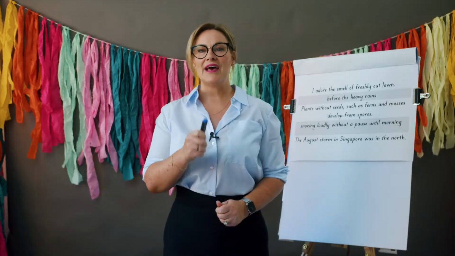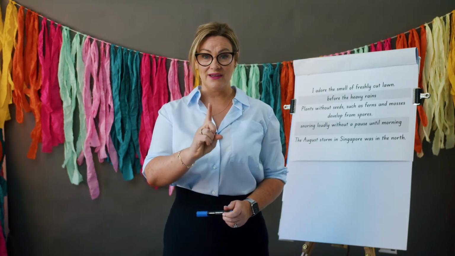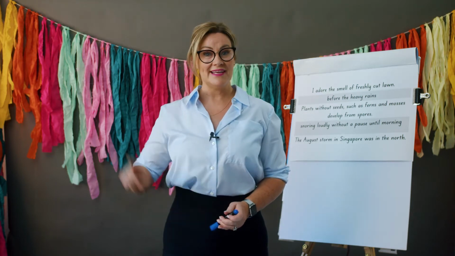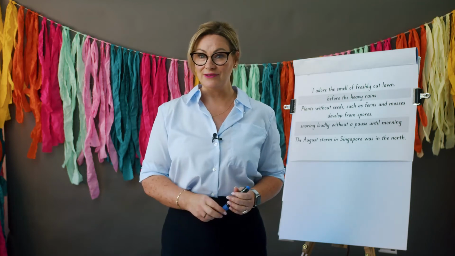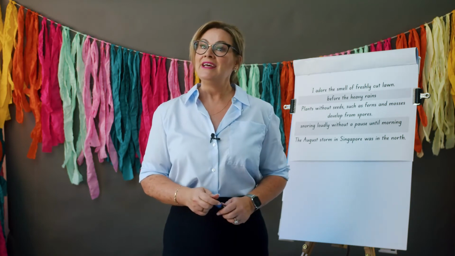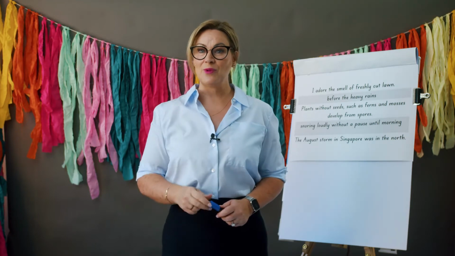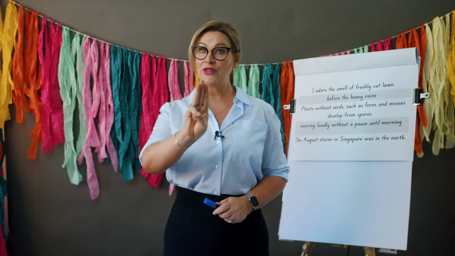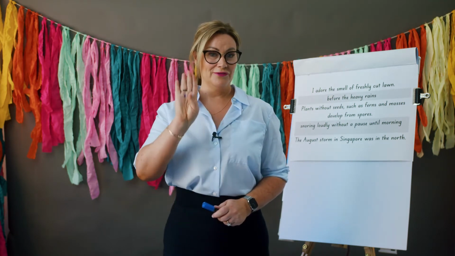Well done, everybody. Okay, let's do our definitions. So, a phoneme is a single sound in a word. A grapheme is a letter or a group of letters that represent a single sound. A syllable is a beat in a word. It must have a vowel sound. Digraph. Di means 2. 2 letters together that represent one sound. Trigraph. 3 letters together that represent one sound. Quadgraph. 4 letters together that represent one phoneme.